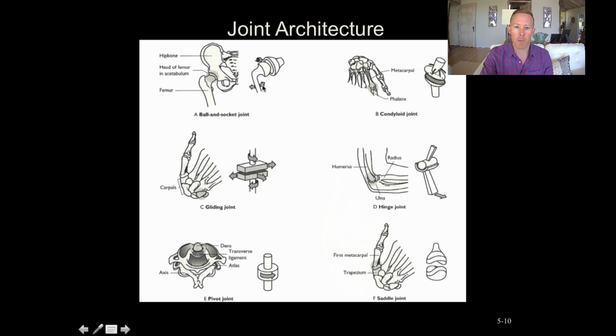So here's the ball and socket. You can really think about the hip joint. The head of the femur makes a really nice ball, and then the socket is this deep concave structure of the acetabulum, and again, that can be replaced. It's an area that's prone to osteoarthritis.